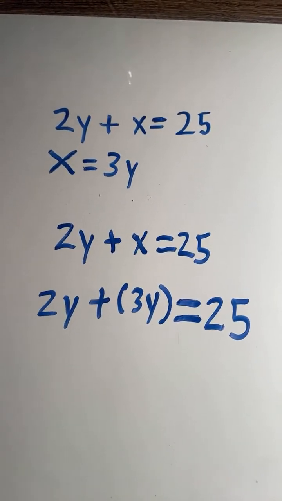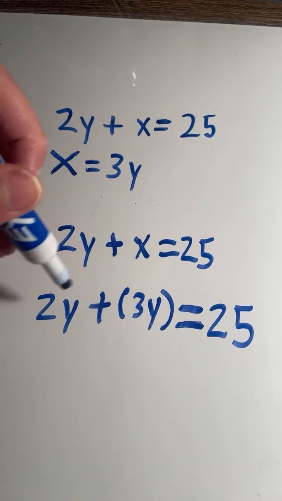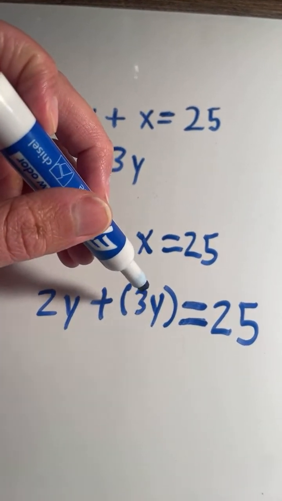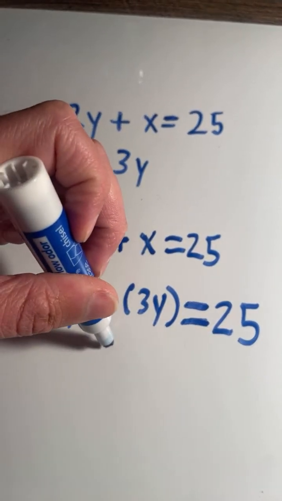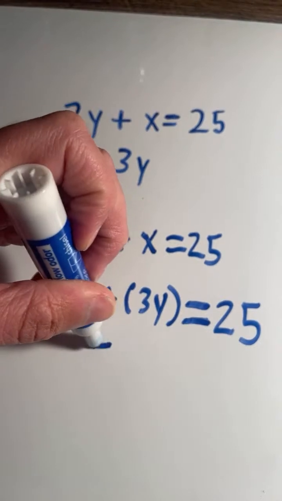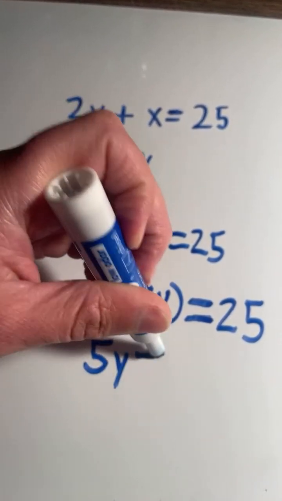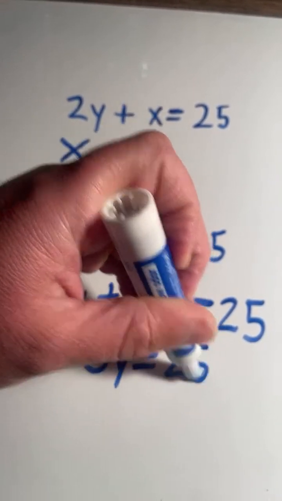That's step one. Now step two, we are going to combine like terms. We are going to add 2y plus 3y, just like adding 2 plus 3. 2y plus 3y equals 5y. So we have 5y equals 25.